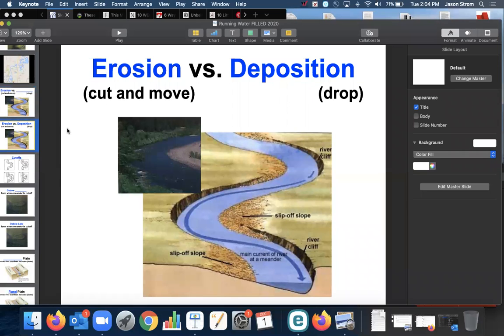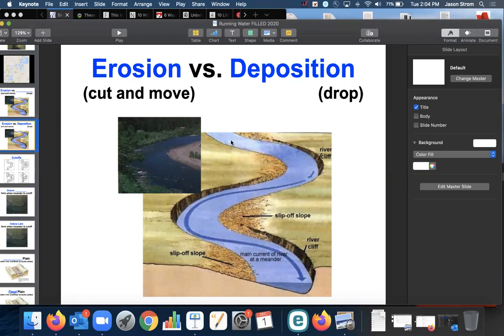So we've talked about erosion quite a bit. The sediment that's created from weathering is moved somewhere else. Water is the biggest thing that does that, and that's what we're talking about here. And then deposition, which we've talked about before, is when that sediment is dropped or left, because the water that's moving it just doesn't have the energy to keep moving it. So it drops it, it deposits it.